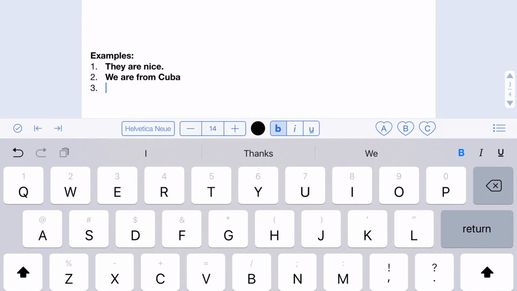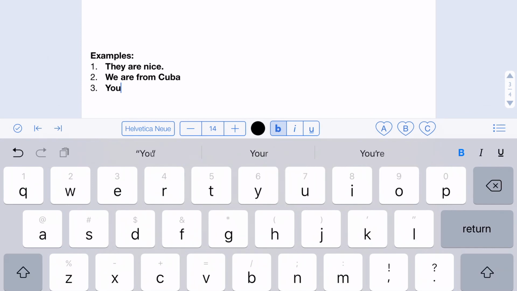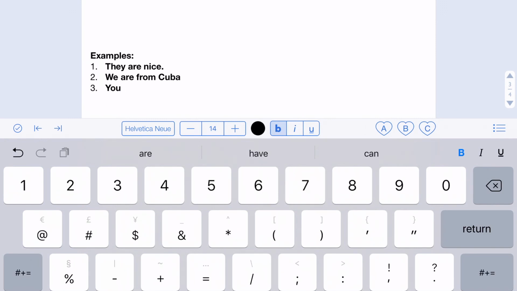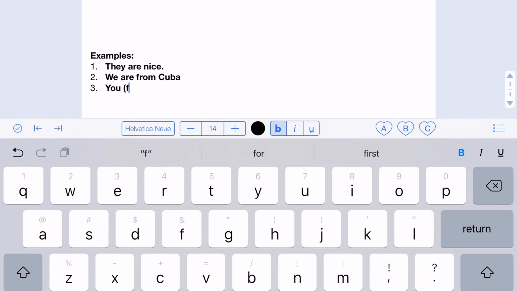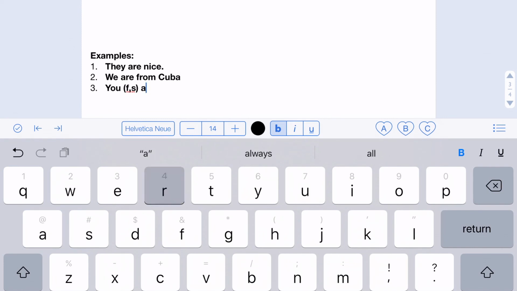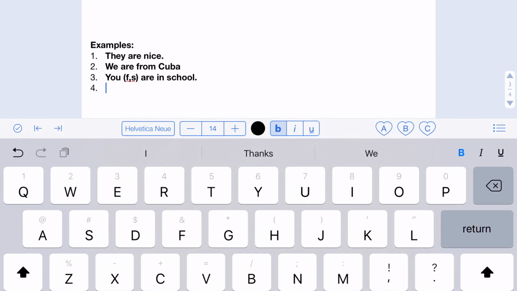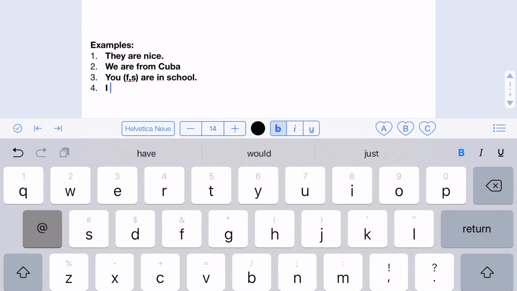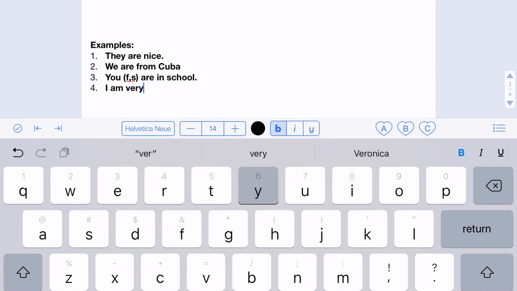And then for number 3, you could say you, and we'll do formal singular, are in school. And then finally, number 4, let's hear how happy you are by writing in Spanish, I am very, very happy.